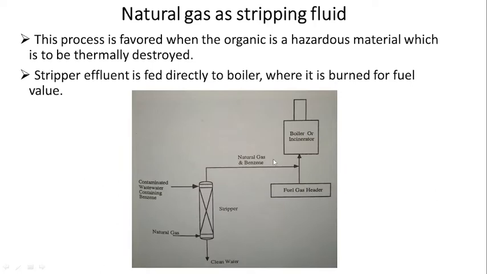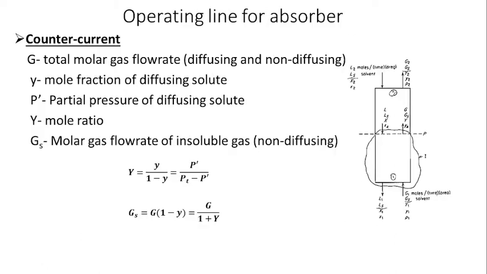Next is natural gas stripping. It is favored when the organic is a hazardous material, and here natural gas is used for stripping wastewater contaminated with benzene. After stripping, the exit gas is passed through an incinerator for generation of heat. So it increases the fuel value of the total process.